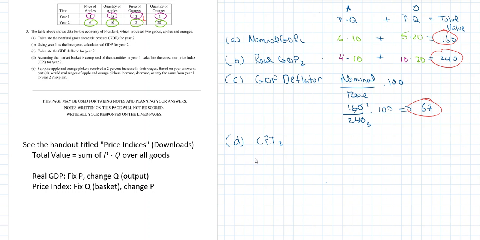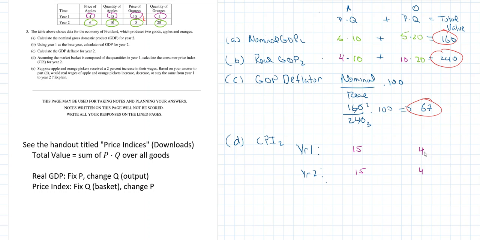computed according to the market basket, which we're told is what was produced in year one. So the market basket is consistent. The market basket consists of 15 apples and 4 oranges. That's going to be the same for both years, 15 and 4. This is the year one sum, year one value, and this is the year two value.